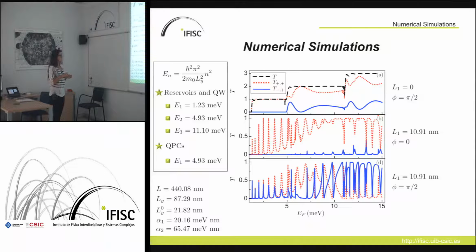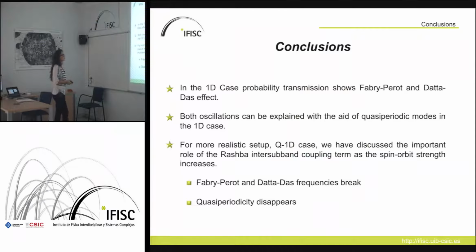For energies bigger than the third channel, we start to observe these dips and peaks in the diagonal and off-diagonal probability transmission. Then, if we combine both effects, we obtain this chaotic system. And then, finally, in conclusion, in the one-dimensional case, the probability transmission shows Fabry-Perot and Datta-Das effects, both oscillations. When both oscillations are together, we can explain the probability transmission with the height of the quasi-periodicity modes.